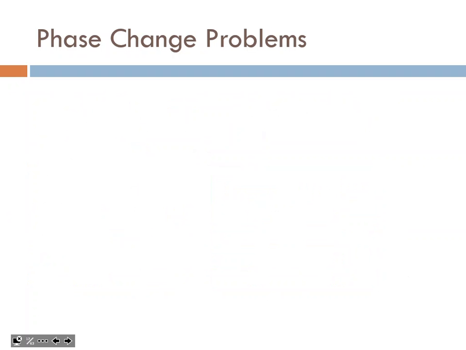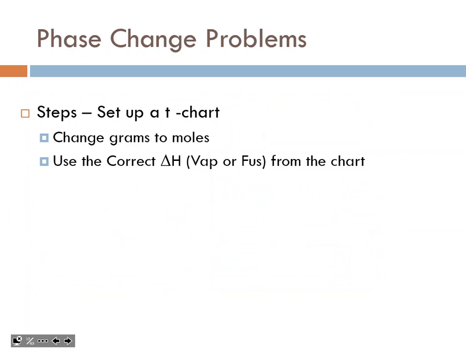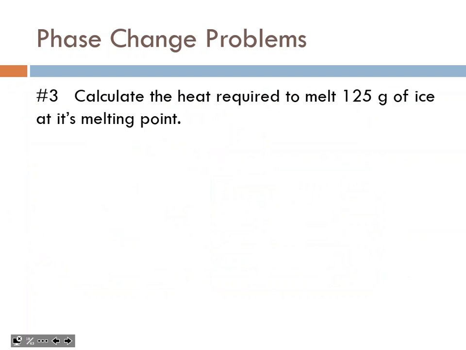Okay? So, you're going to set up a T-chart because usually they're going to start with grams. And you have to change it to moles. And since the vaporization and fusion numbers are in kilojoules per mole, we need our value in moles to use. So we're going to use the correct one from the chart. So let's do an example and show you what that means. Calculate the heat required to melt 125 grams of ice.